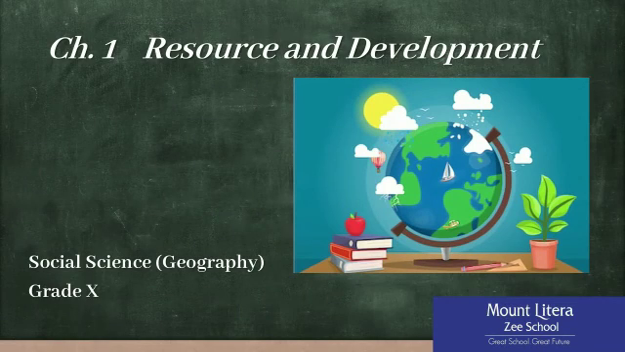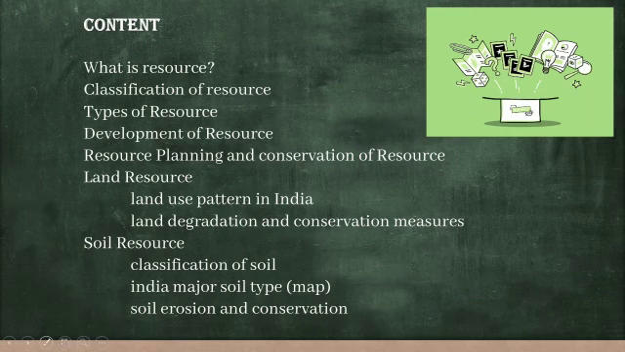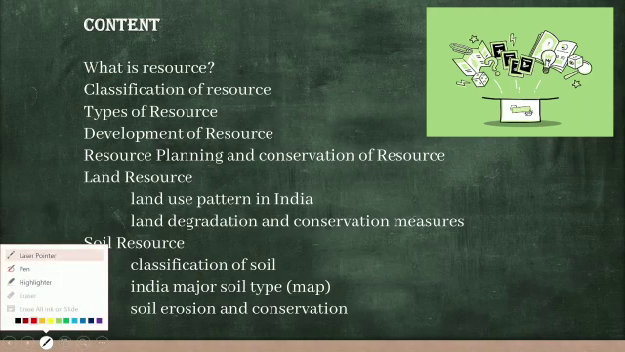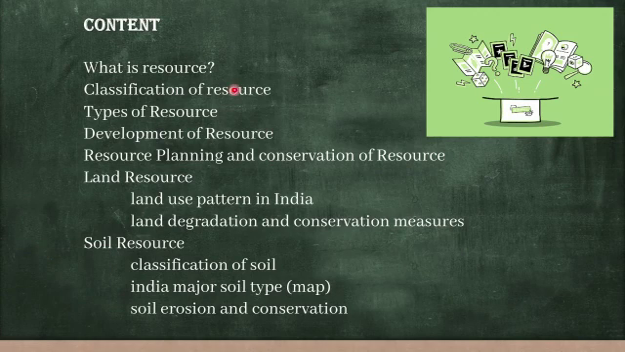In this lecture we are going to see the first chapter of geography, and the title of the chapter is Resource and Development. The content of the chapter is given below. First one is what is resource and classification of resource. Types of resource: land resource, soil resource.